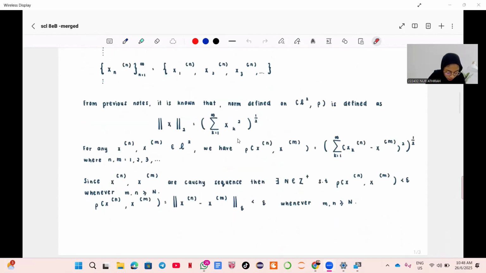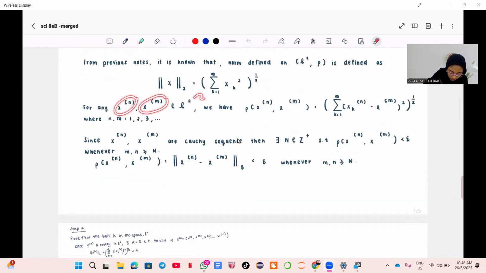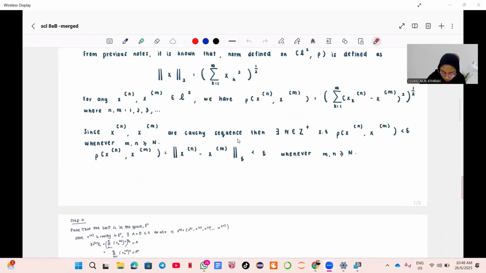So from previous notes, it is known that the norm defined on L2 is the square root of the summation from k equals 1 to infinity of xk to the power of 2. For any xn, xm in L2, we have rho xn, xm equals the square root of the summation from k equals 1 to infinity of xk to the power of n minus xk to the power of m, squared, where n, m equals 1, 2, 3, and more.